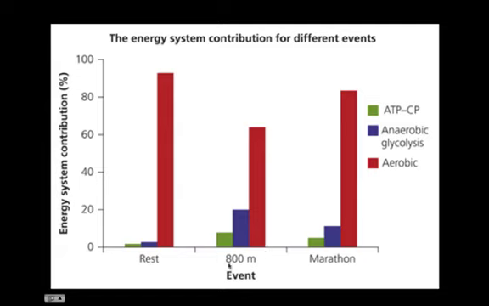If you take the 800 meter, for example, the aerobic system is still the dominant energy system. However, there is still a contribution made to ATP resynthesis via anaerobic glycolysis and the ATP-PC system. During a marathon, you can see that the aerobic system is still the dominant, and again, there is still a contribution made by the anaerobic glycolysis and the ATP-PC system.